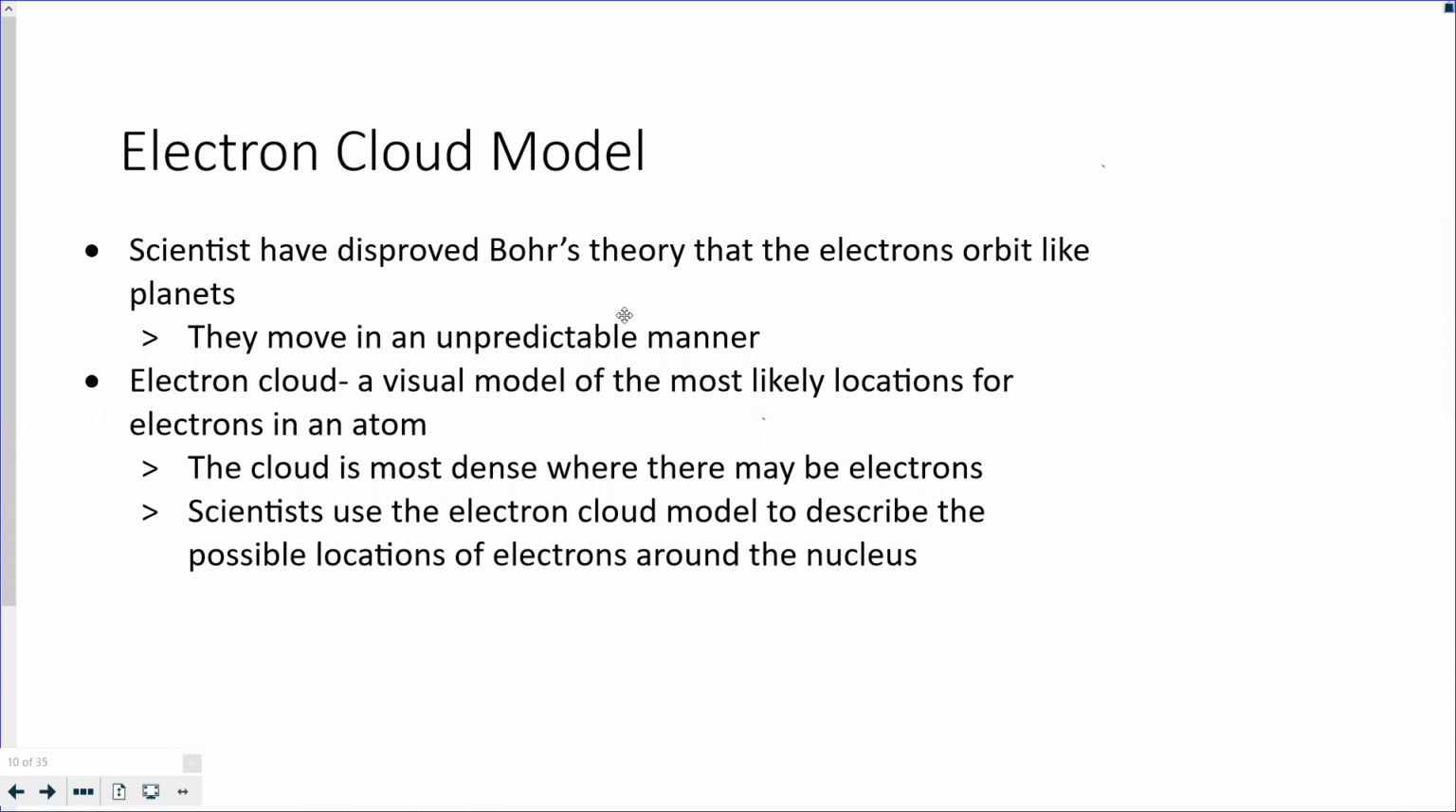This is a more visual model of the atom that shows you where you're likely to find electrons at any point in time, but they can be other places. Whereas with Bohr's model, the electrons had to be in those energy levels and they couldn't be anywhere else. So this cloud is going to be most dense where you're more likely to find electrons. And scientists use the electron cloud model to describe the possible locations of electrons around the nucleus. Like I said, where they're likely to be, but they can be other places.